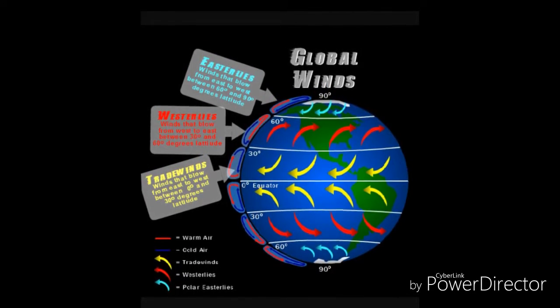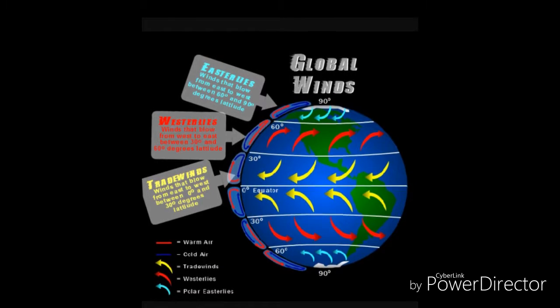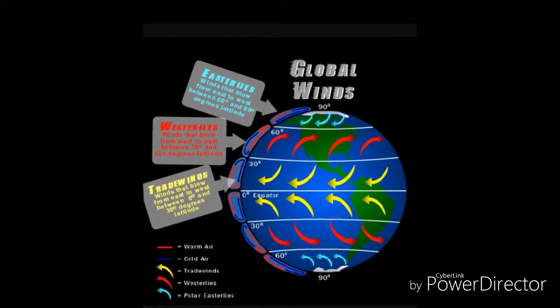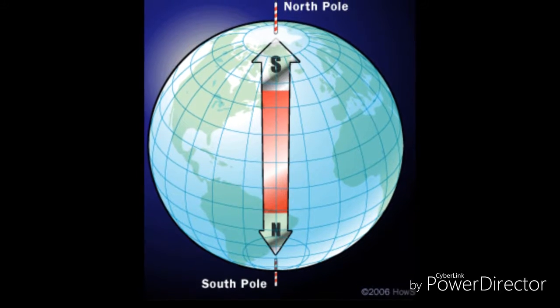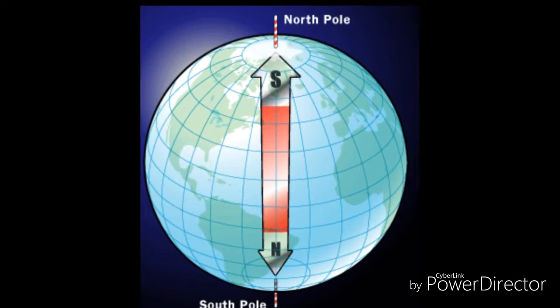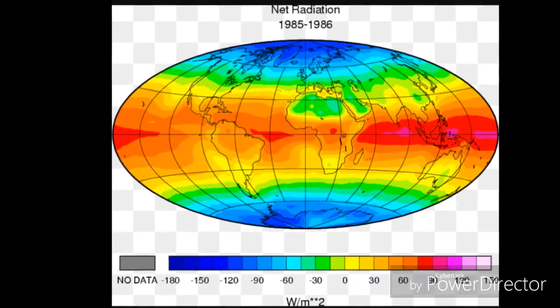Global wind patterns affect our local weather. The Earth's equator is closest to the sun compared to any other area on Earth. The poles are the farthest area from the sun, meaning they get the least amount of heat, while the equator gets the most amount of heat.